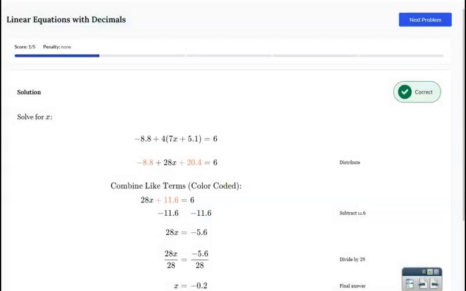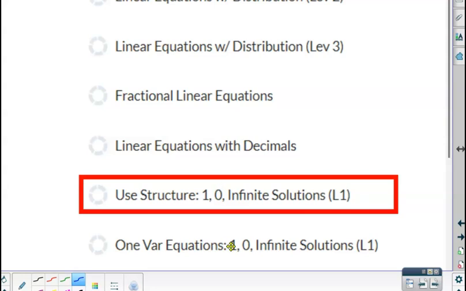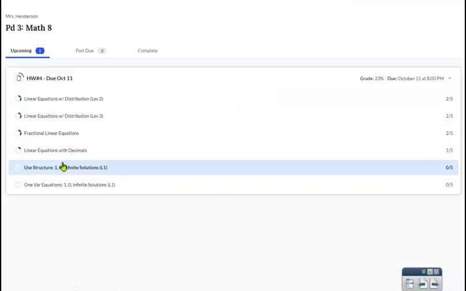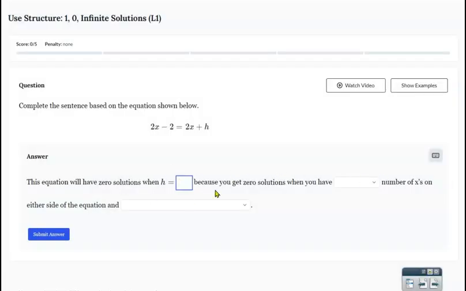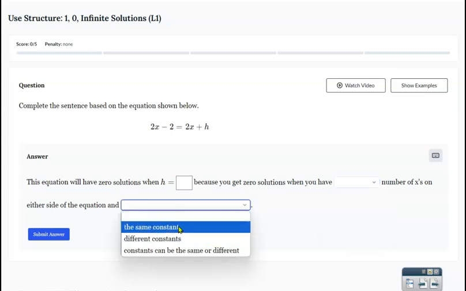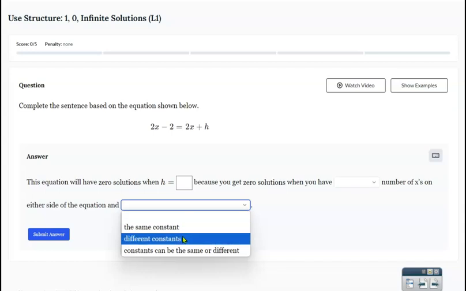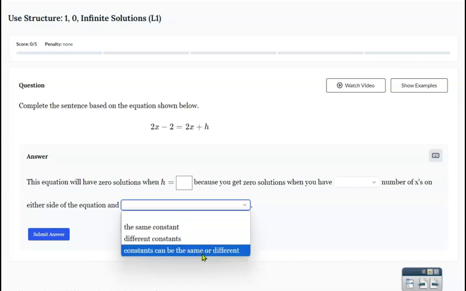All right, last section. The last two sections talk about special solutions, and those are infinite solutions and no solutions. So everything we've been working with so far has had one solution. And what we want to do is figure out why it has one solution. So let's take a look at some of these options here. I have some drop-down menus with the words same and different. And then over here, I have some phrases. Same constants, different constants, or constants can be the same or different, it doesn't matter.